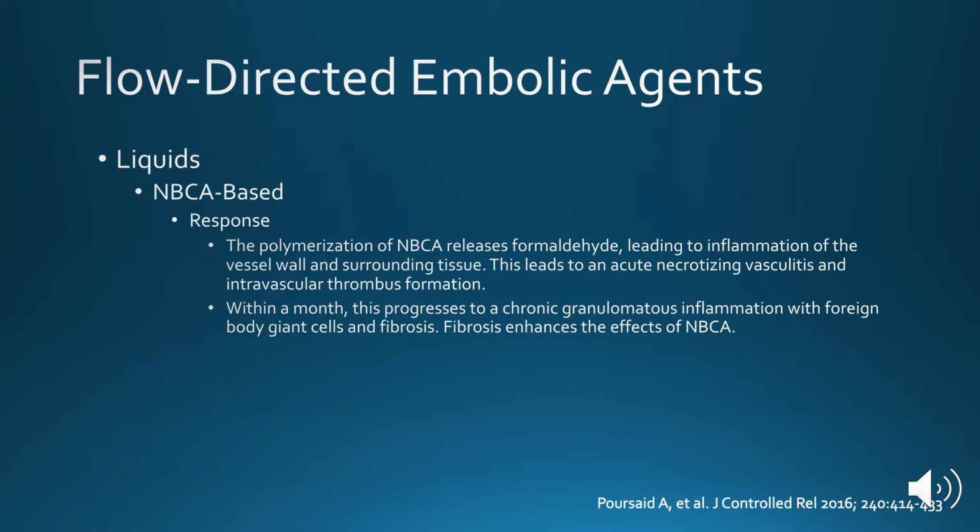The polymerization of NBCA releases formaldehyde, and this leads to inflammation of the vessel wall and the surrounding tissue. This ultimately causes an acute necrotizing vasculitis and thrombus formation within the vessel. Within about a month, this progresses to a chronic granulomatous inflammation with foreign body giant cells and fibrosis, and fibrosis enhances the effects of the NBCA.